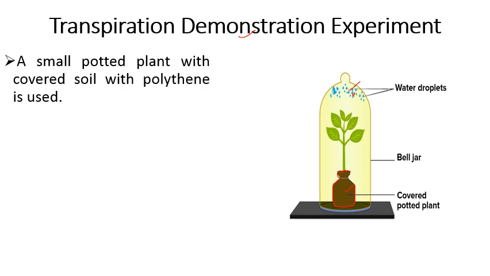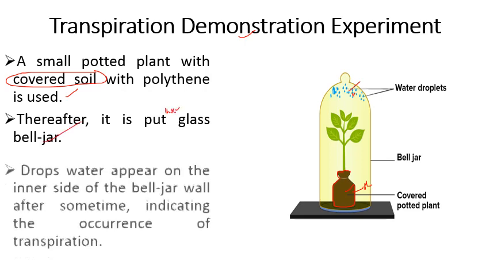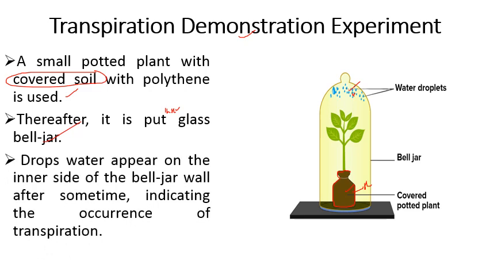So a small potted plant with soil covered by a plastic sheet or polythene is used, and it is put inside the glass bell jar. Then we can observe the appearance of water droplets on the inner side of the bell jar wall after some time when it is exposed to sunlight, indicating the occurrence of transpiration. This is a very simple experiment that we can perform to demonstrate transpiration.